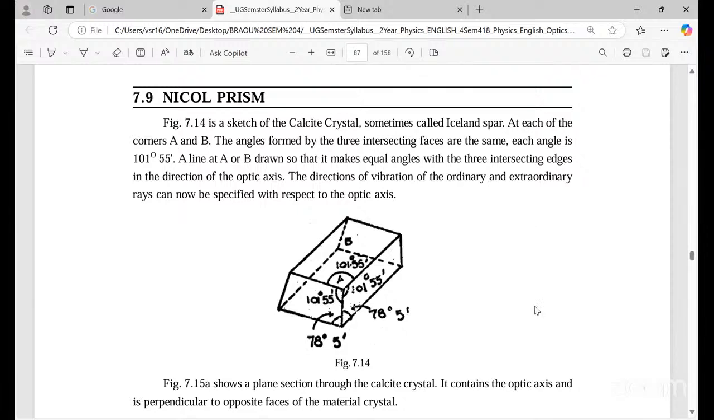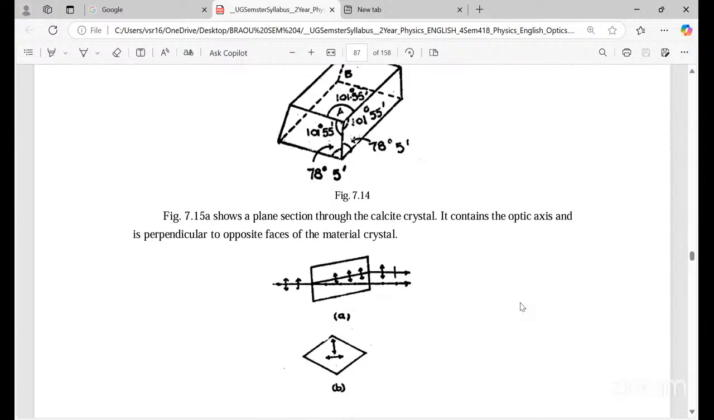So the direction of vibration of the ordinary and extraordinary rays can now be specified with respect to the optic axis. So a calcite crystal contains an optic axis which is perpendicular to the opposite faces of the mirror.